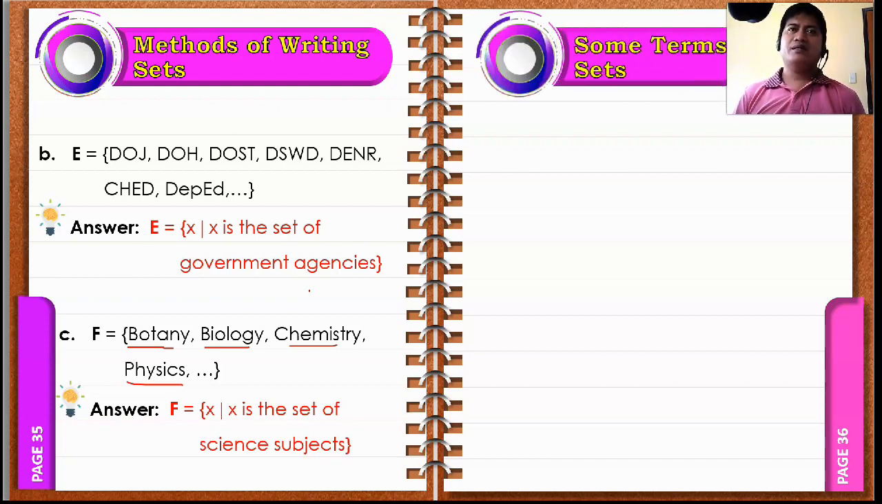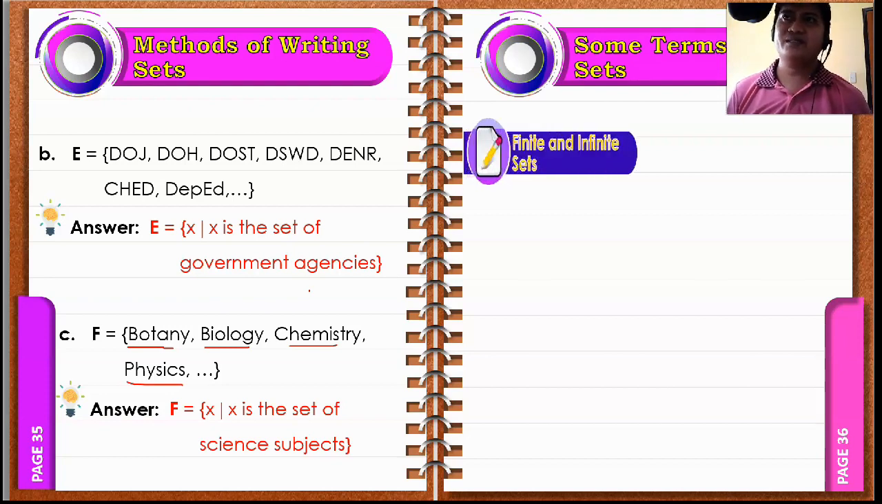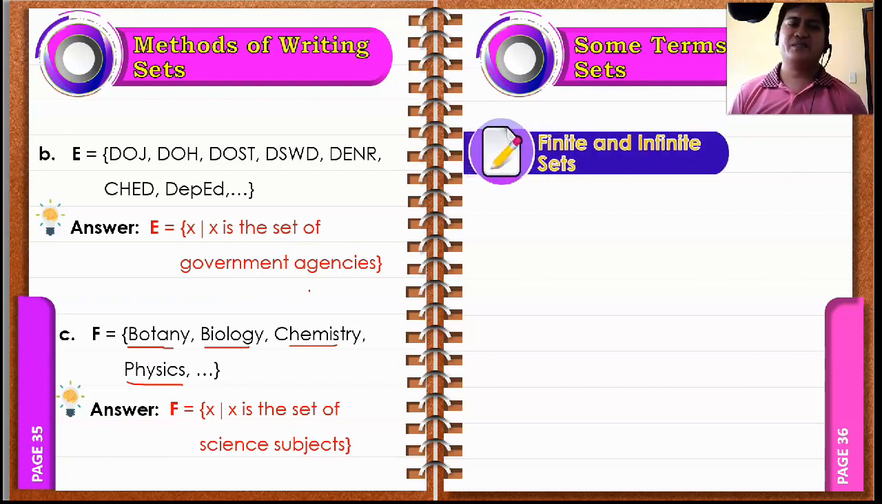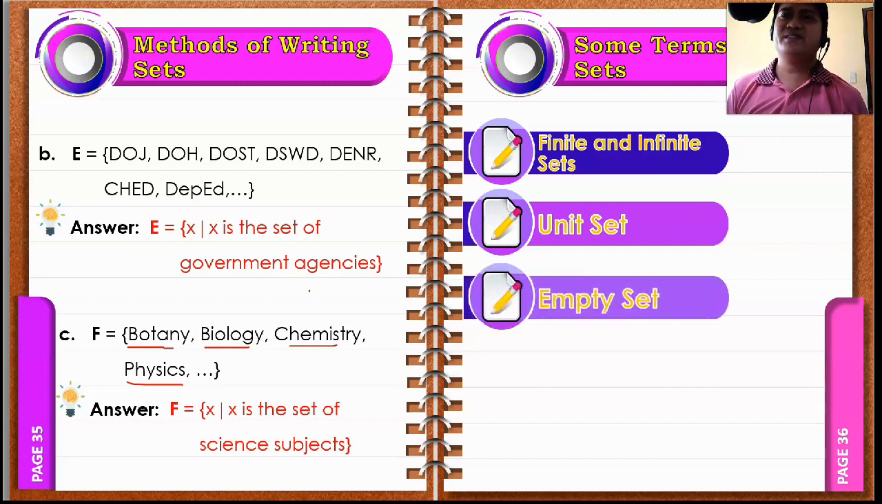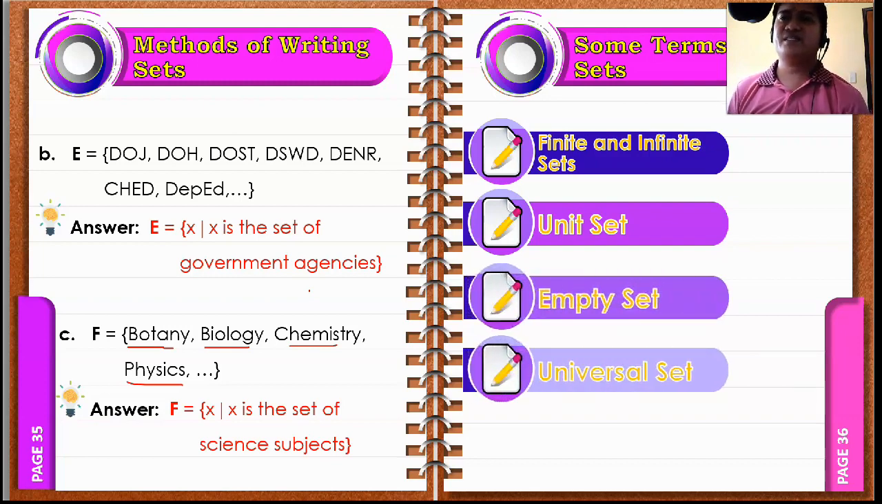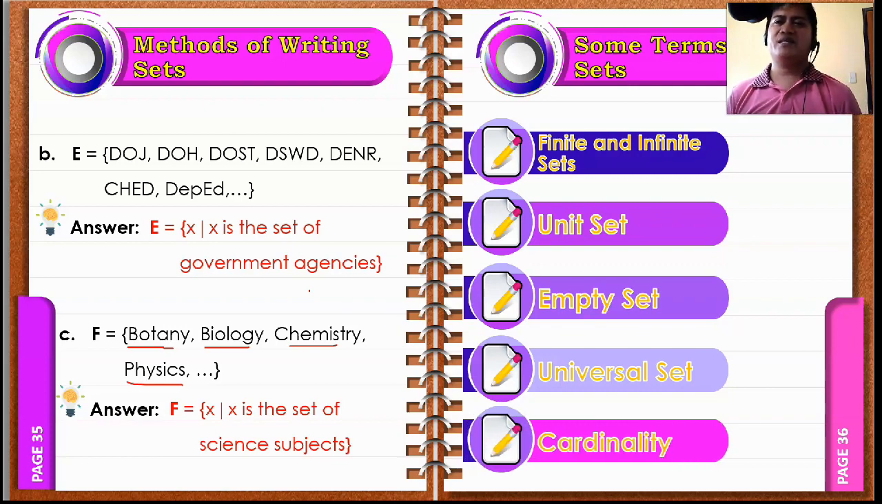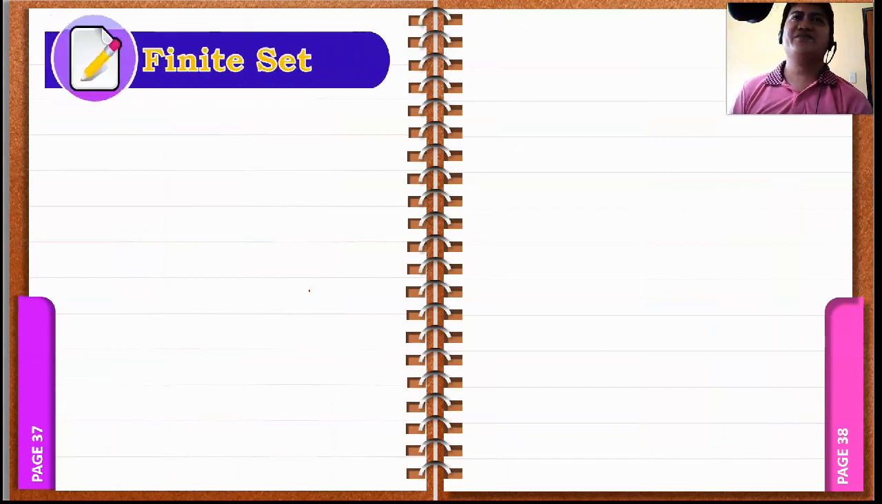Okay, so let's define some terms on sets. That is very important. So what are the different terms in particular? We have the finite and the infinite sets. You have the unit set. We have the empty set, the universal set, and the cardinality. So those are five terms involving sets. Let's have first the finite set.